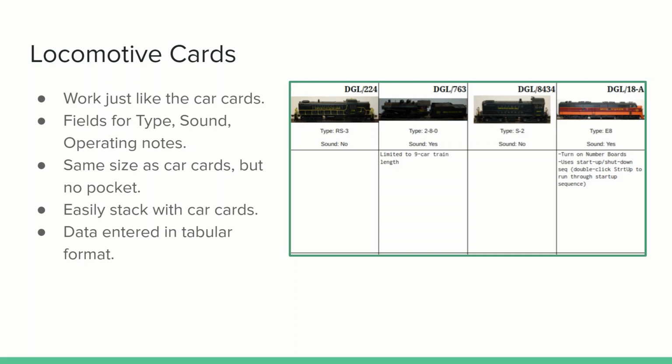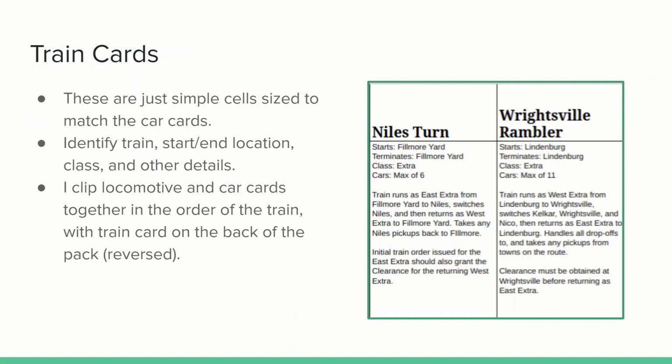Let's make up some trains. To get a train, I actually need an engine. And so I have locomotive cards that work exactly like the car cards I described earlier. They don't have the fold-up portion because they don't need a pocket. They do have some other data points that you can fill in around the type of engine, whether they have sound or not, and any notes specific to functions that you can activate on that engine. Again, they're the same size as the car cards, and they will easily stack with those car cards. You're just entering that data in a spreadsheet.